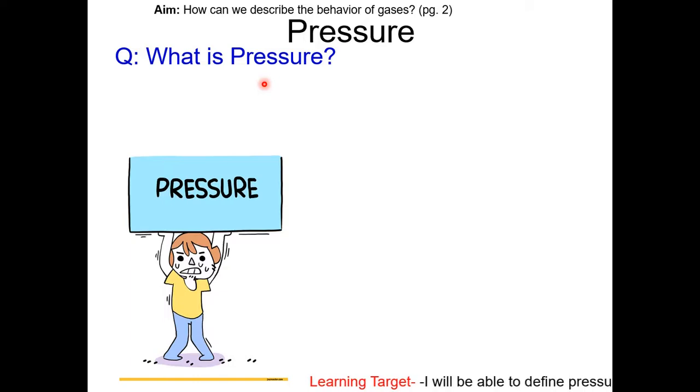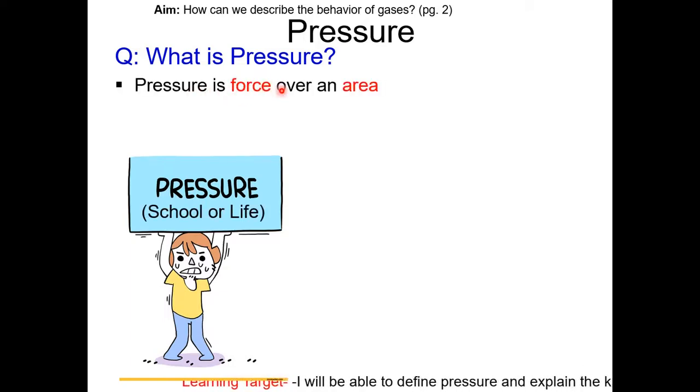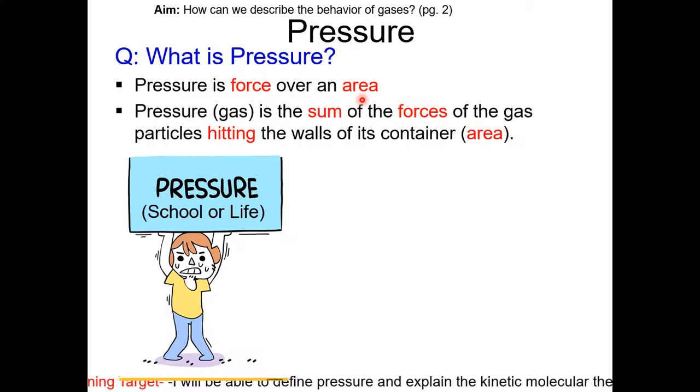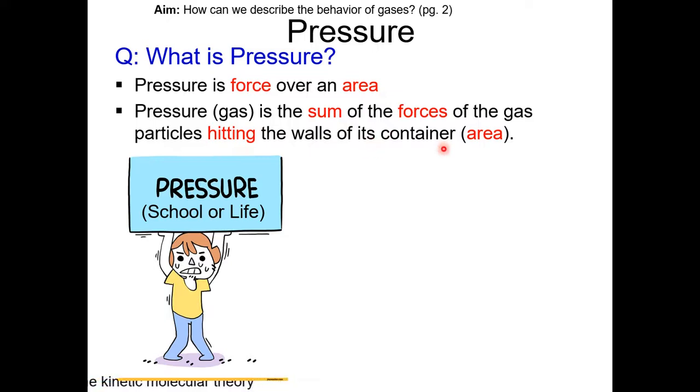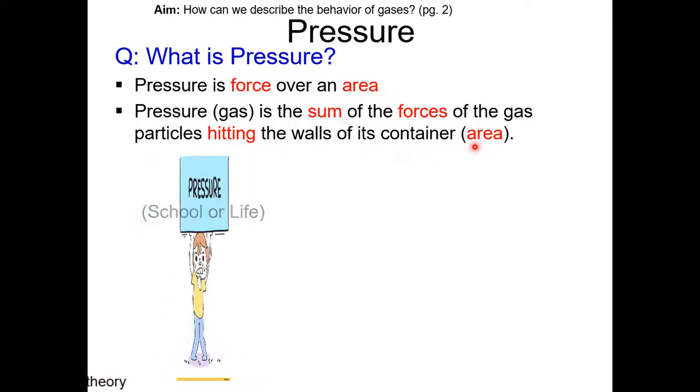What is pressure? Pressure is defined as force over an area. In terms of a gas, the pressure of a gas is the sum of the forces of the gas particles hitting the walls of its container. The container is the area.